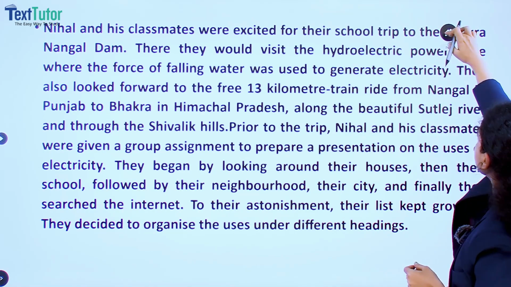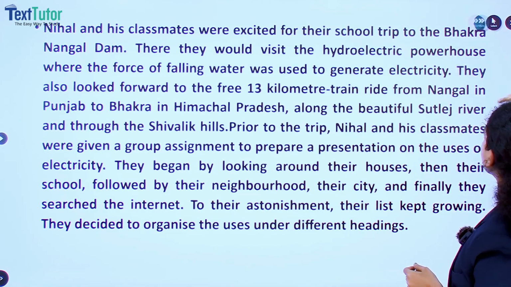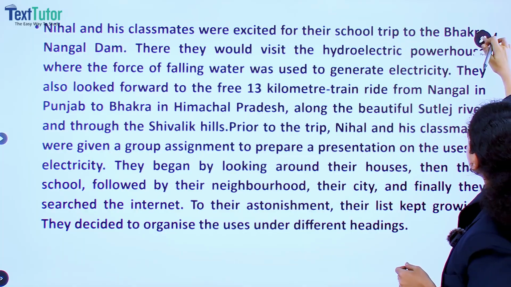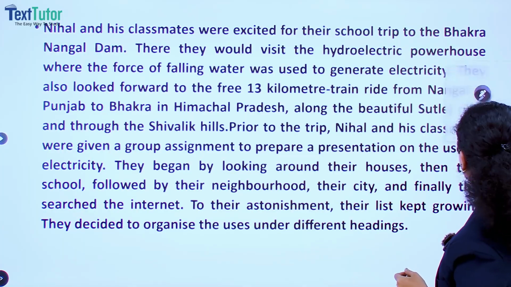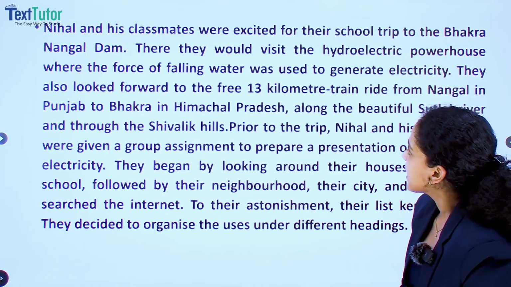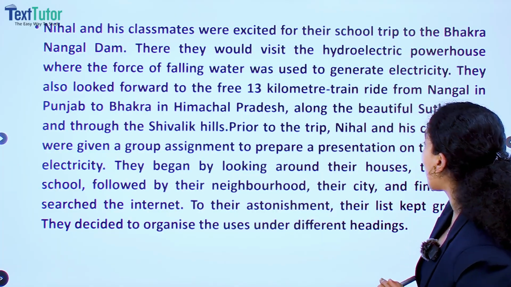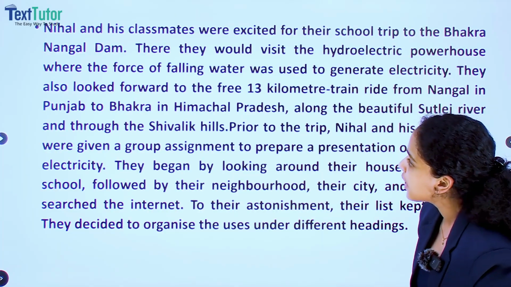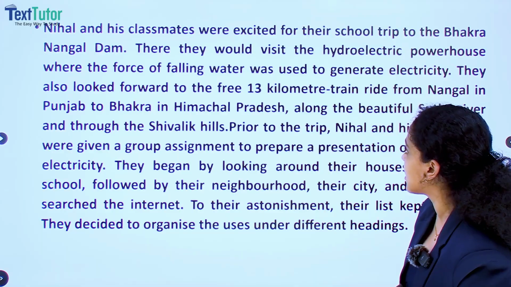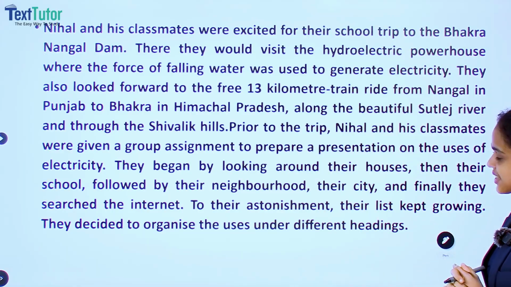So moving on to the chapter, we can see Nihal and his classmates were excited for their school trip to the Bhakra Nangal Dam. They would visit the hydroelectric powerhouse where the force of falling water was used to generate electricity.